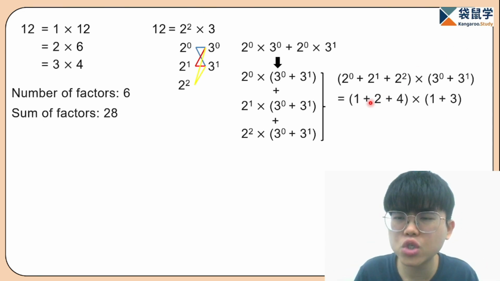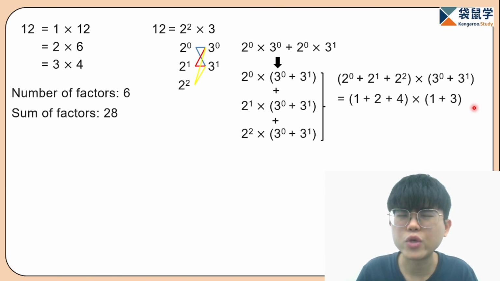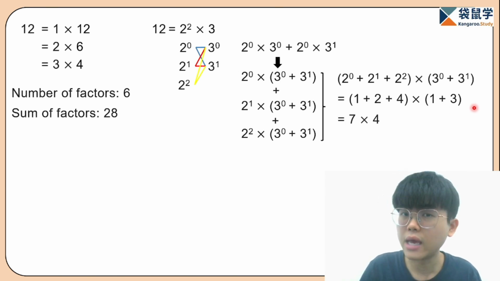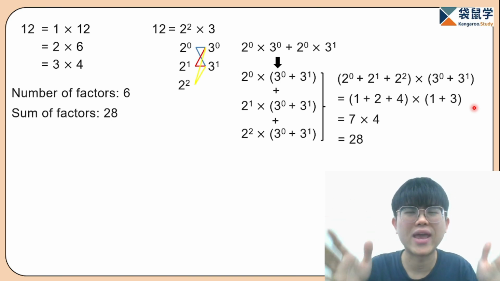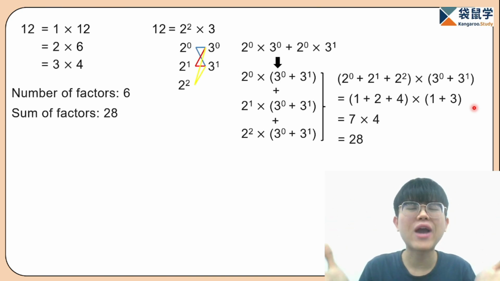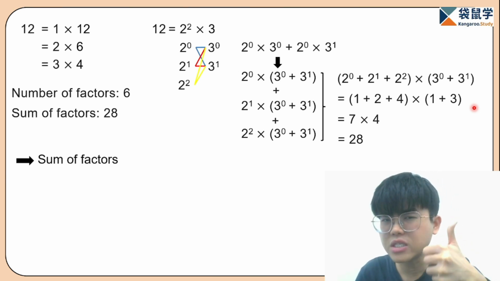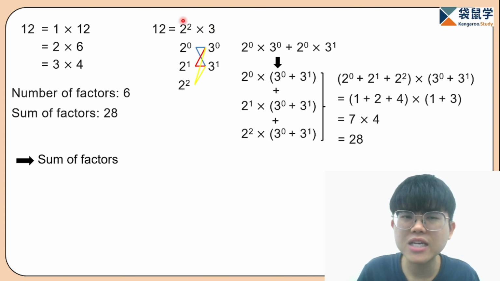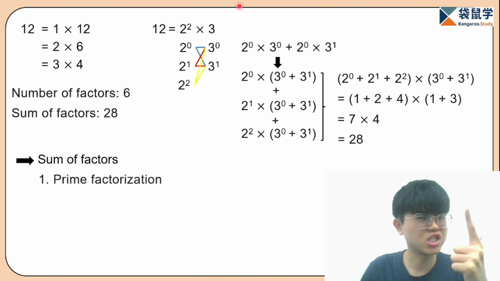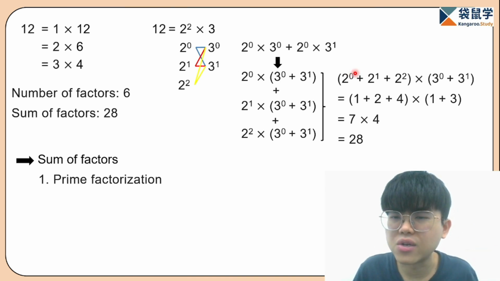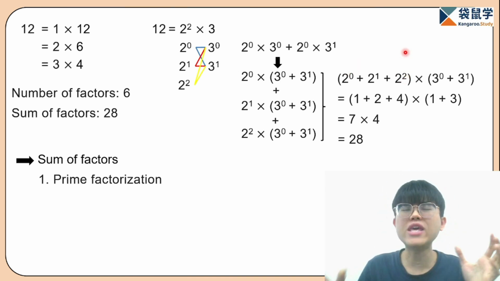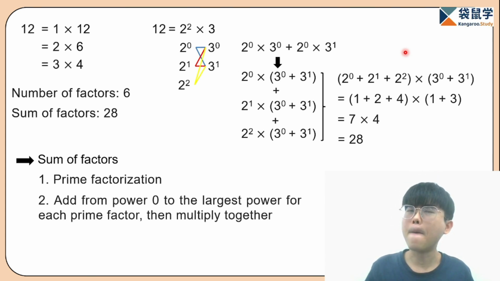So we'll have 1 plus 2 plus 4 times 1 plus 3, which is just equal to 7 times 4. 7 times 4 will just be our sum of factors, 28, right here. So this is how we calculate the sum of factors. Now everyone, again, to calculate the sum of factors, first thing first, find out our prime factors by using the prime factorization. Second, what we are doing here is that we add up from power 0 until the largest power for each of our prime factors and then multiply together. We will get our sum of factors.